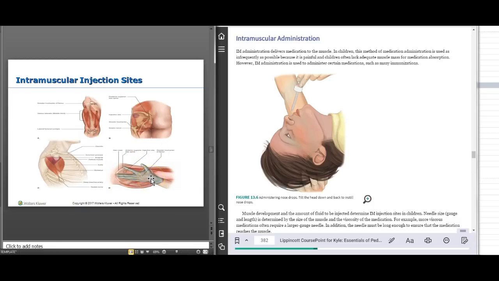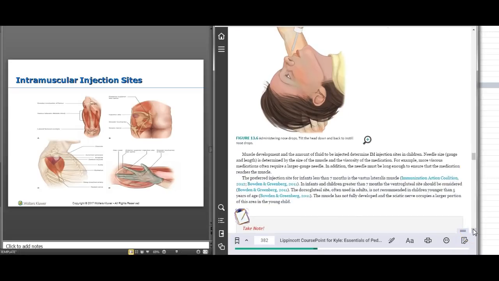Dorsogluteal, they don't recommend using hardly anymore at all because of the sciatic nerve. And then deltoid, you can use deltoid if that muscle is developed enough in your child.